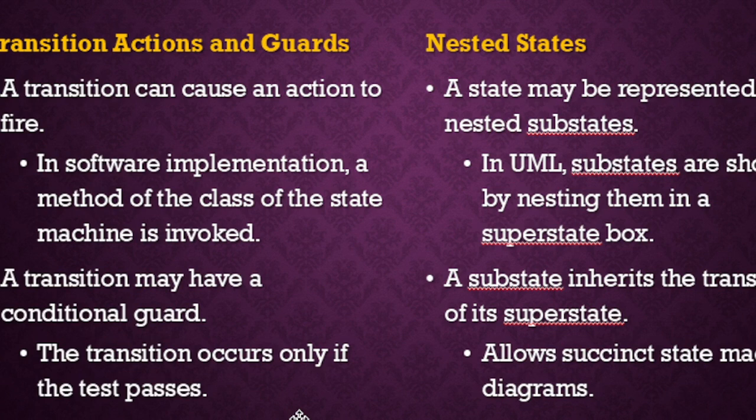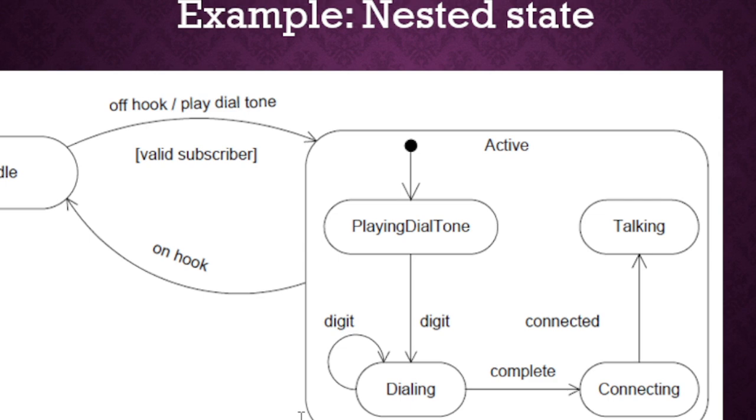In UML, substates are shown by nesting them into a superstate box. So there we have a big box, the superstate, and all the substates come inside that box. A substate inherits the transitions of its superstate. Whatever transitions the superstate carries, all the substates have to carry as well. This allows succinct state machine diagrams. In the example here, you can see the guard and condition, and the nesting is also there. This box basically represents the concept of nesting.